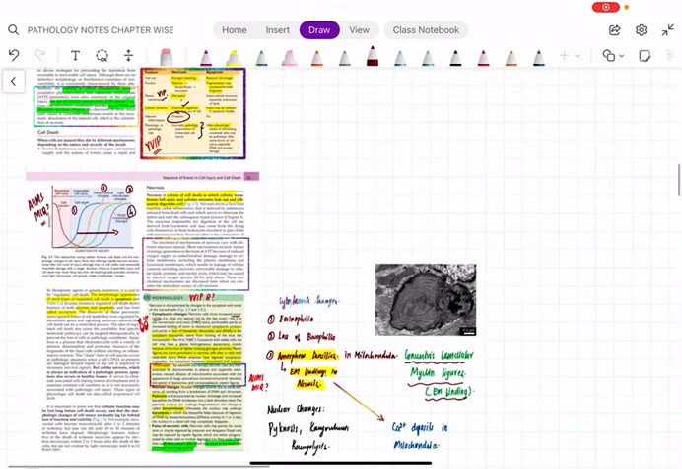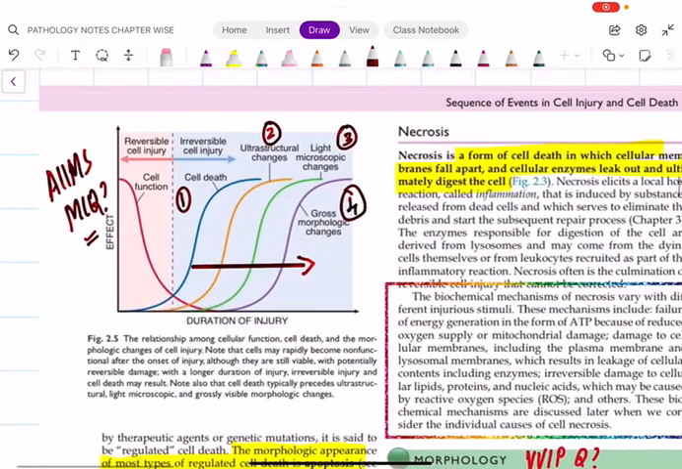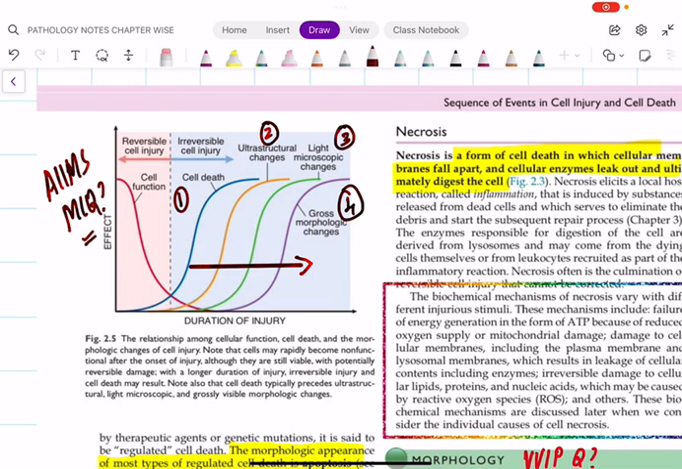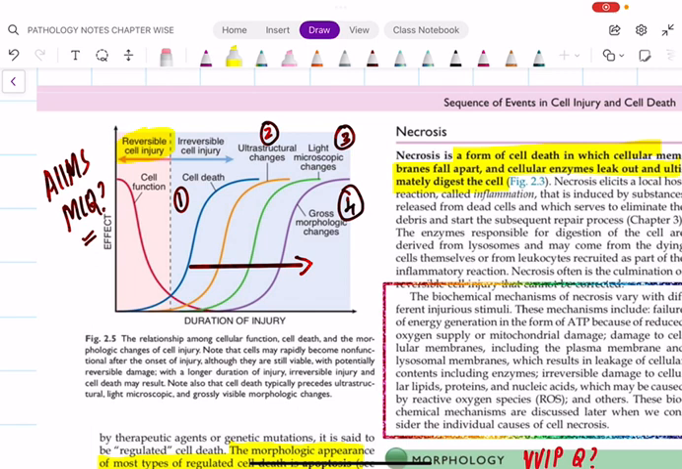Fine? See, this is the duration of injury. First, for some period of time there will be reversible cell injury, followed by irreversible cell injury. First the cell death will happen, then ultrastructural changes, then light microscopic changes, and finally gross morphological changes. This is the direction of the duration of the injury. You should know this picture because it has already been asked in AIIMS. They asked to label what is 1, 2, 3 and 4. I hope things are clear for you.